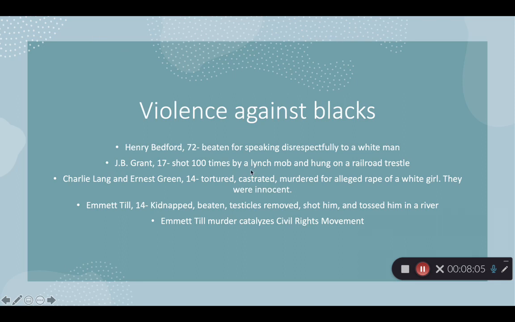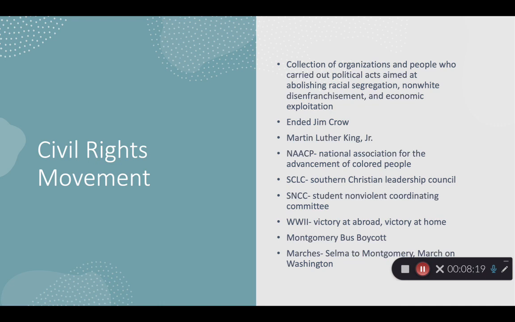But the murder of Emmett Till is credited as being that tipping point. And after this is when you have the bus boycotts in Montgomery that begin the really big parts of the civil rights movement. So the civil rights movement, in the book's definition, is a collection of organizations of people who carried out political acts aimed at abolishing racial segregation, non-white disenfranchisement, again keeping them in the lower classes, and economic exploitation, making capital on their backs without them getting any benefits. The civil rights movement did succeed in ending Jim Crow. It succeeded in ending the legalized segregation.